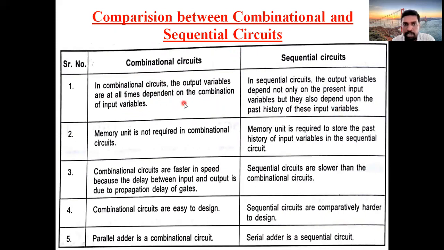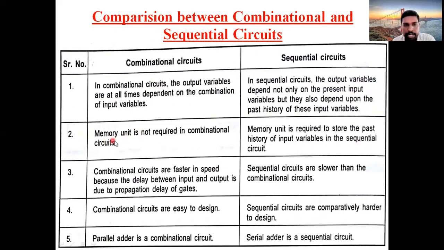So what is the first point? It is regarding the definition. In combinational circuits, the output variables are purely dependent on the input variables or input combinations only. But in sequential circuits, the output depends on the present input combinations as well as the past outputs. That is the difference between these two.